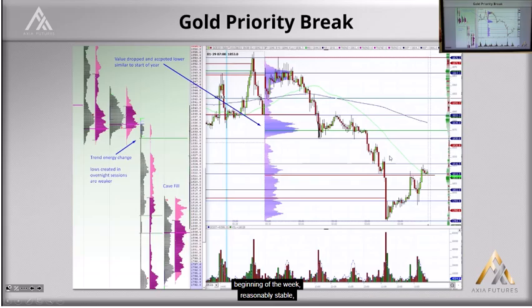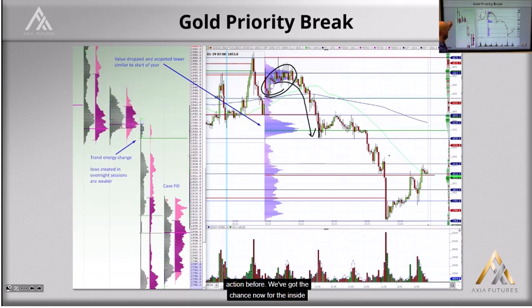Beginning of the week, reasonably stable. Balanced type move at the beginning of the week. Not a great deal goes on, and then you start to get a little bit of a drift lower. So this drift lower comes in, and then you have another balanced day. We've seen this before. Go all the way back to the beginning of the month. We've seen this type of balanced action before.